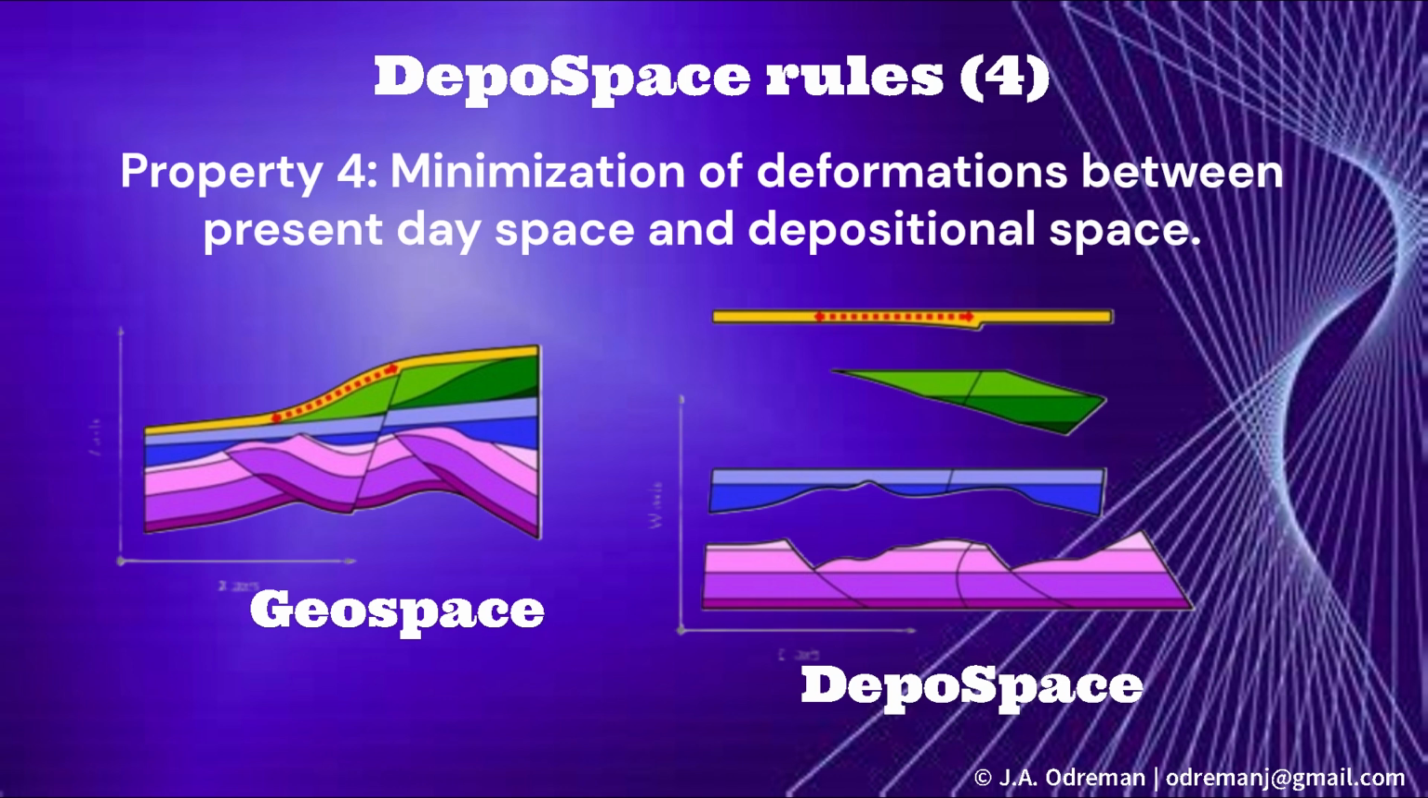Property 4 emphasizes how deformation disrupts the original continuity of geological layers and how depospace helps restore this original form, providing a clearer understanding of the initial geological structure before any tectonic alteration.